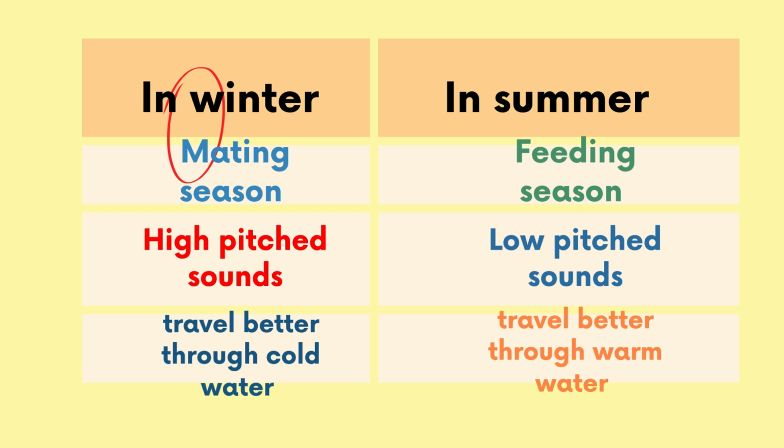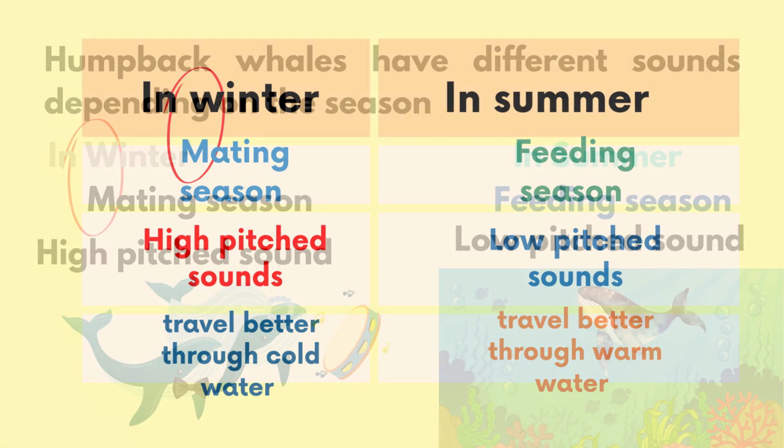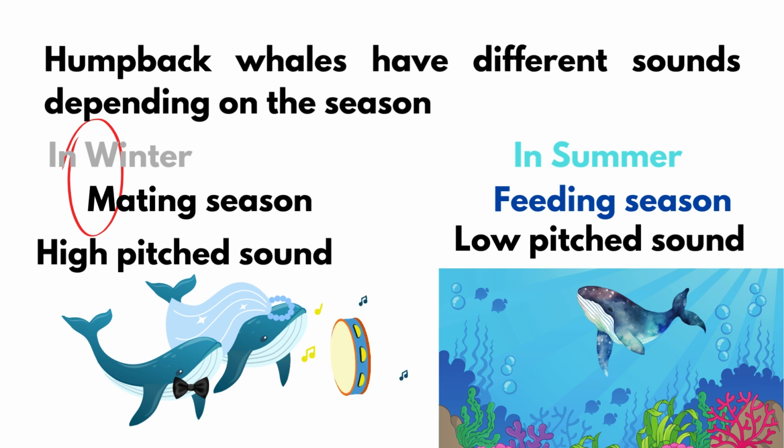We know that sound travels in waves. So the sound waves of the high-pitched sounds travel better in the cold water. But in summer, the humpback whales communicate with each other by using low-pitched sounds. And this is for feeding season, because summer is feeding season. Okay, they eat, they collect their food in the summer season.